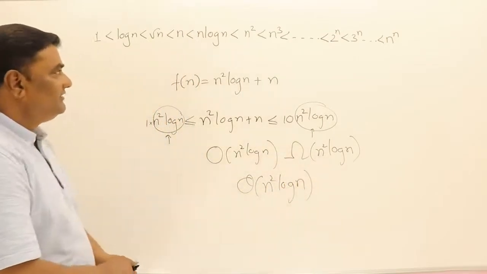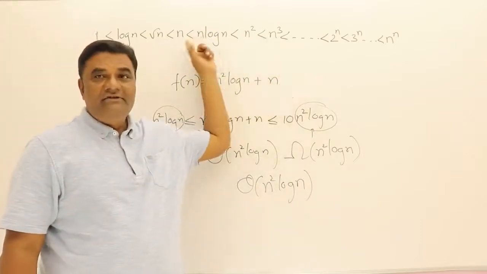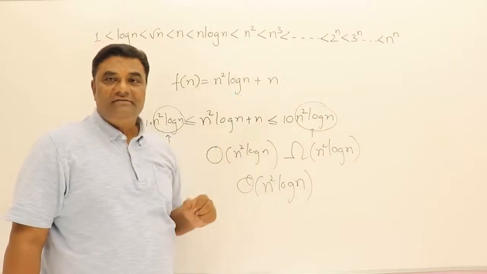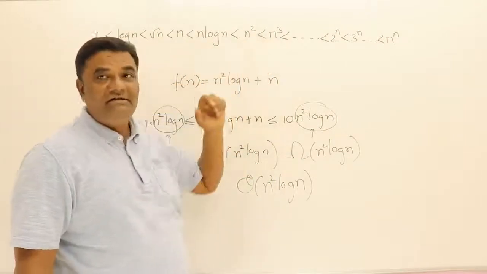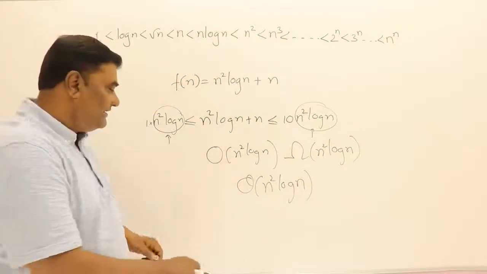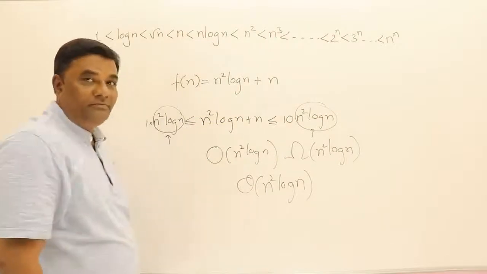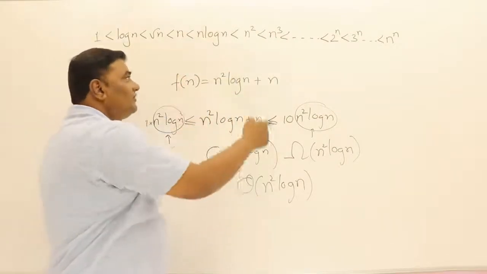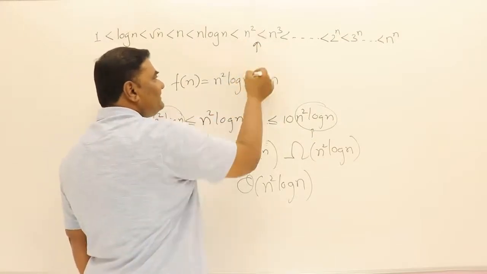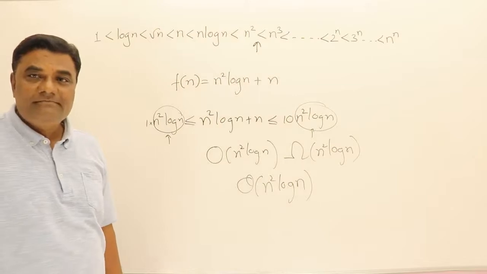Now if you observe our orders, we have not written n square log n. But n square log n comes in between n square and n cube. n square log n is greater than n square but less than n cube. So this is the combination of n square and log n, and for this also you can specify a class in between those two.